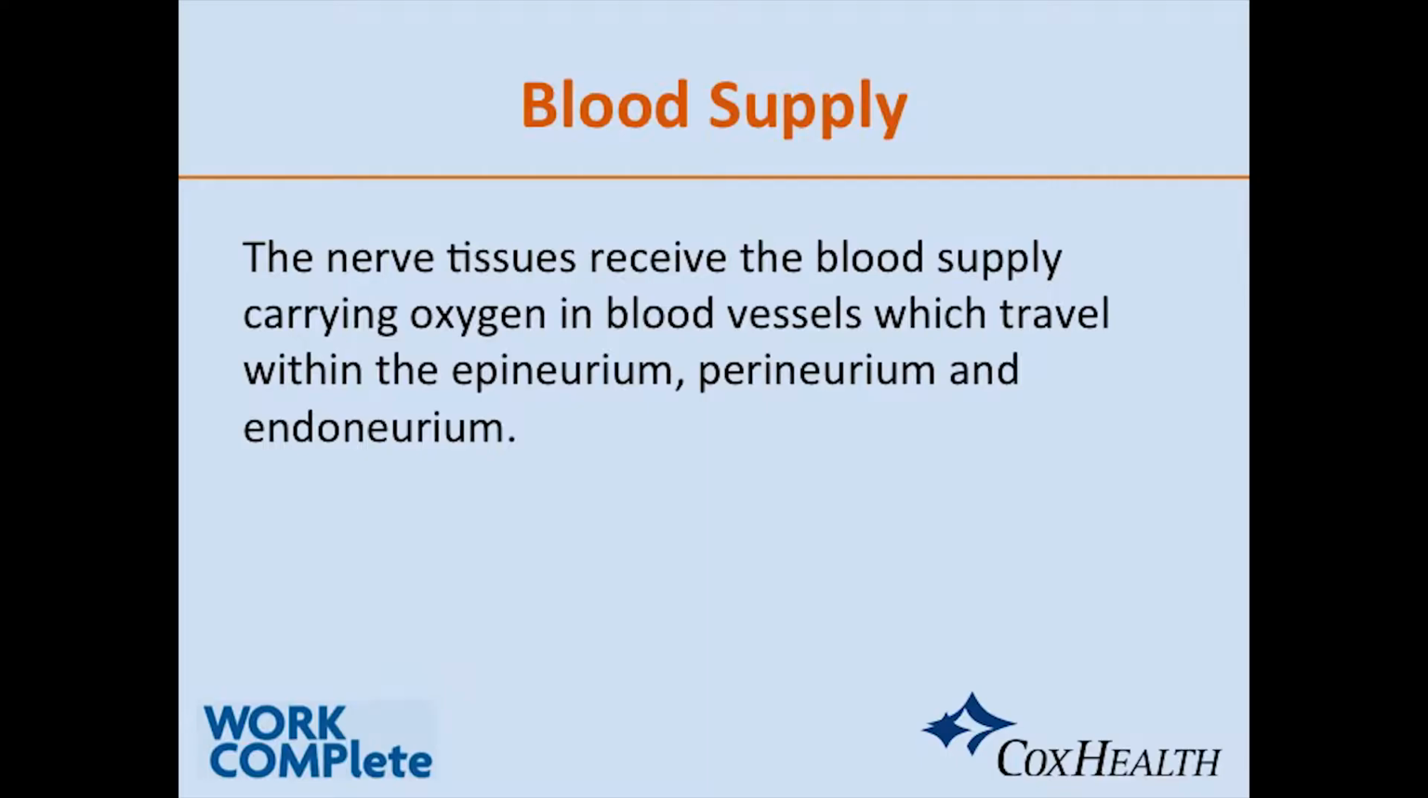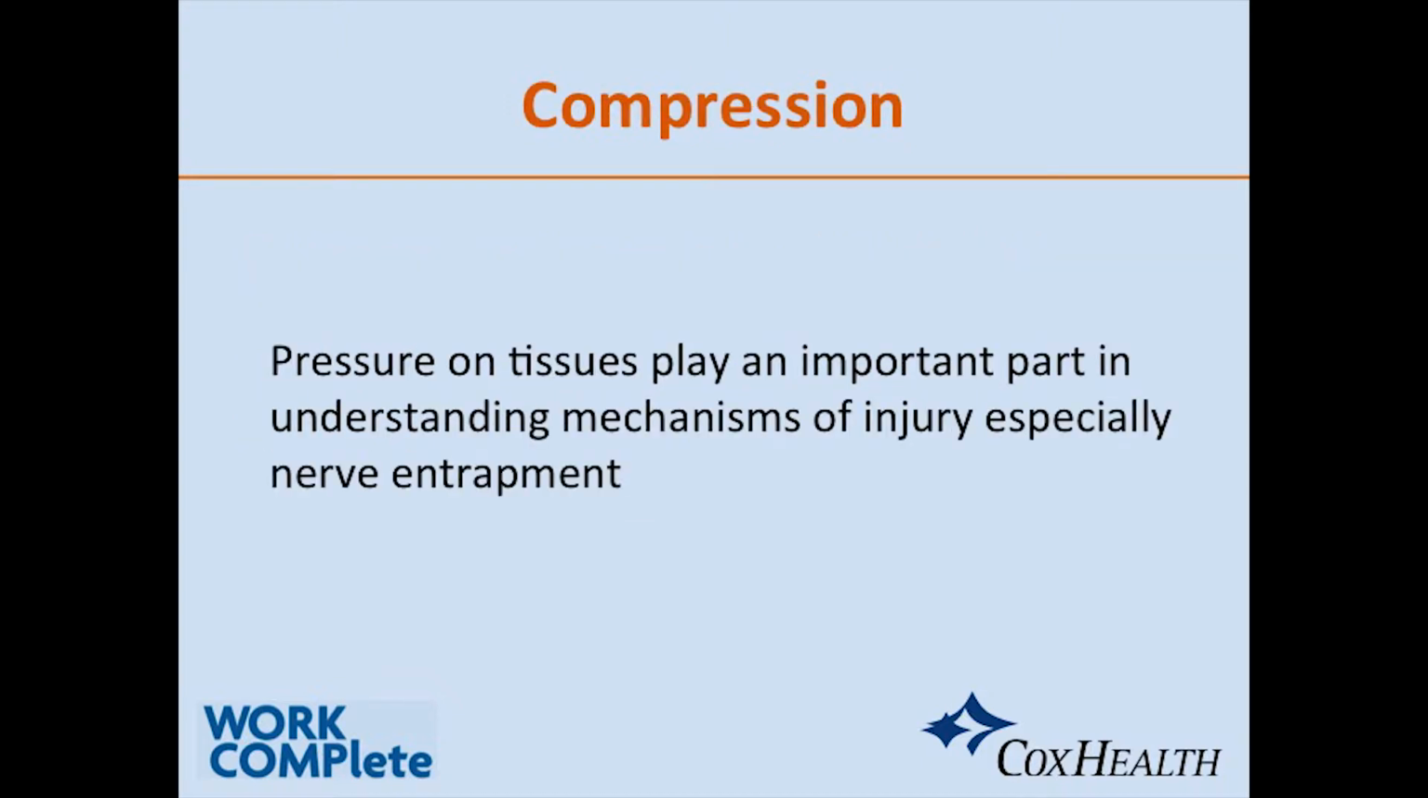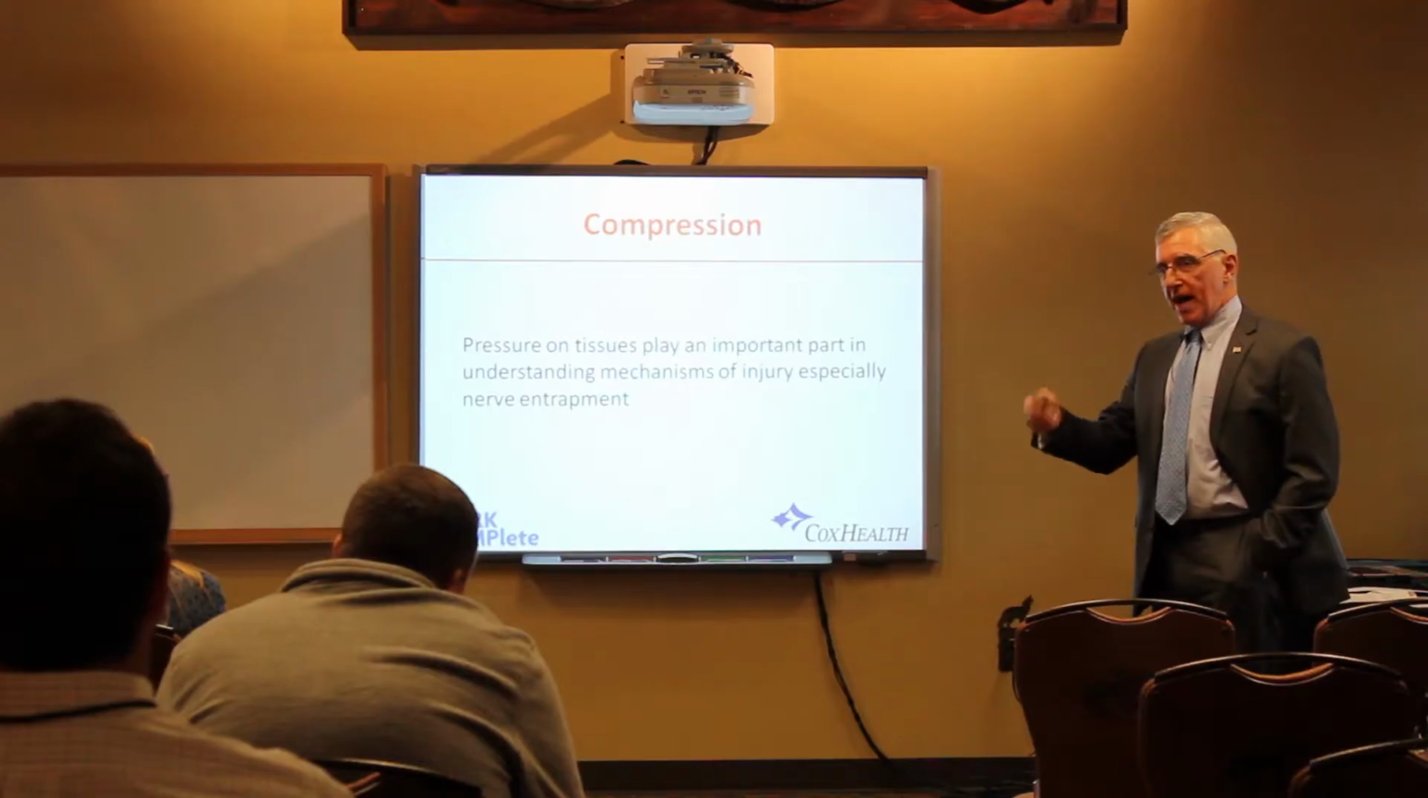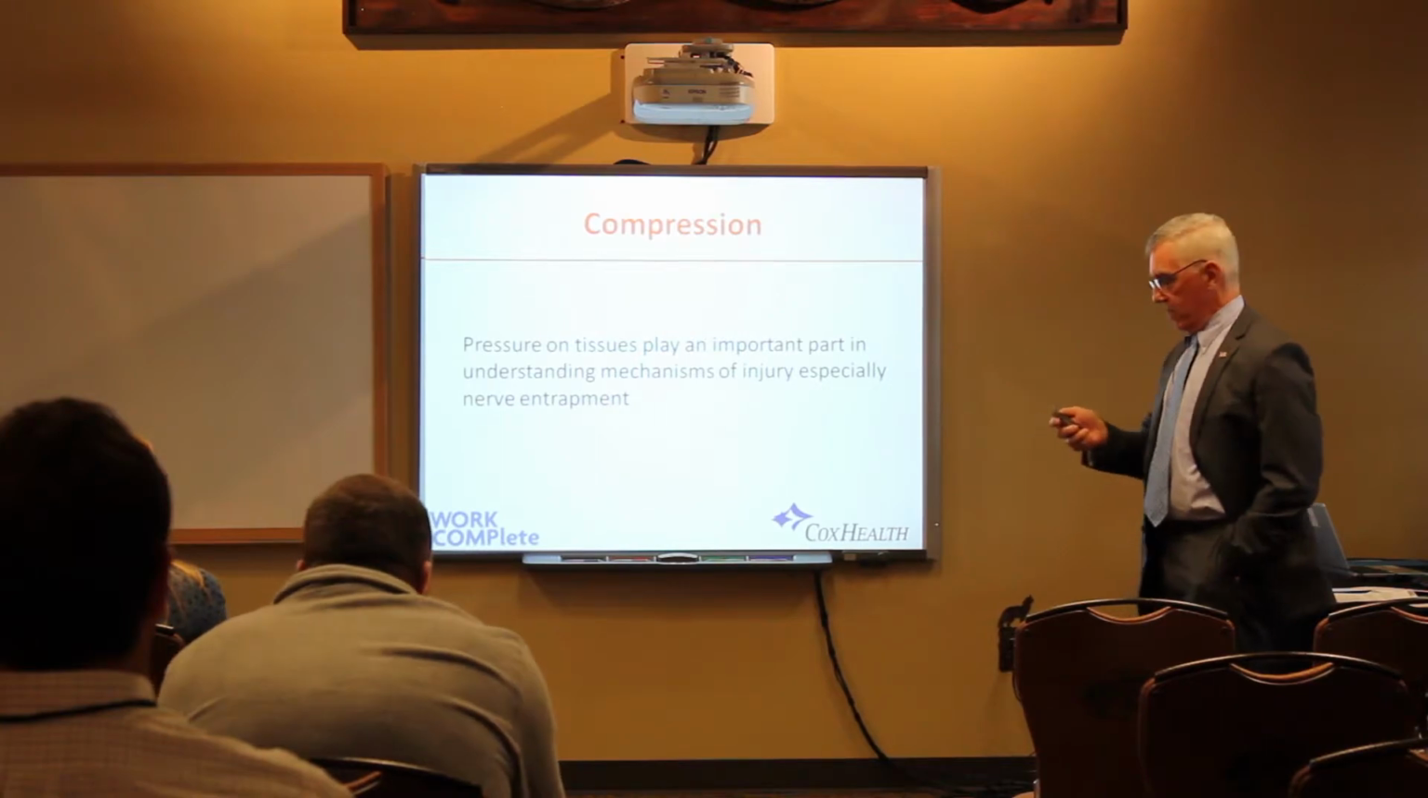Okay, now, the nerves receive their blood supply through the vessels that travel in the epineurium, the perineurium, and the endoneurium, getting progressively smaller and smaller. So what happens is the pressure from carpal tunnel syndrome, for whatever reason, causes changes in the connective tissue that surrounds the individual axons, groups of axons, and the nerve itself.